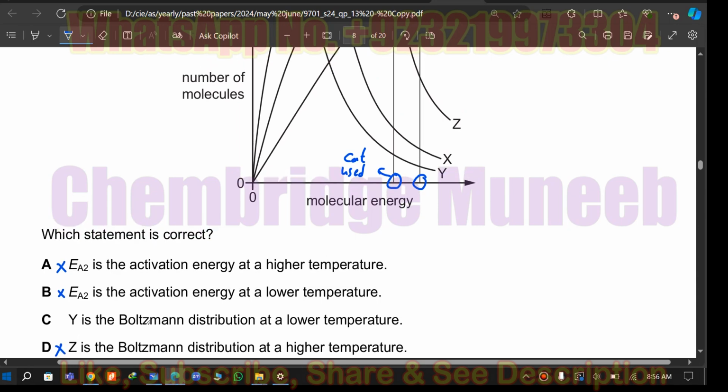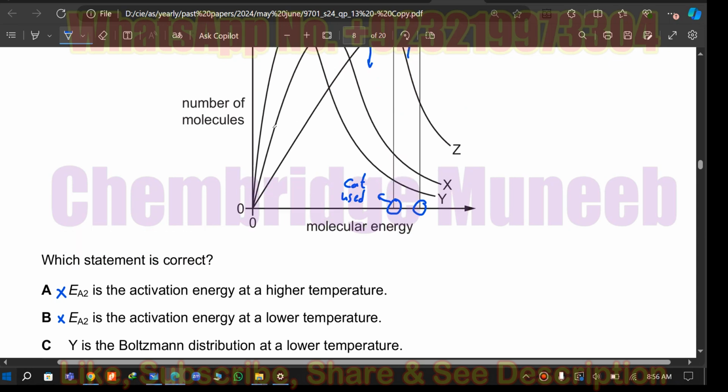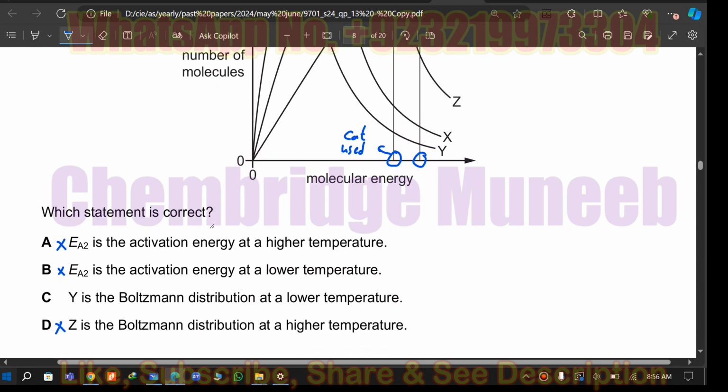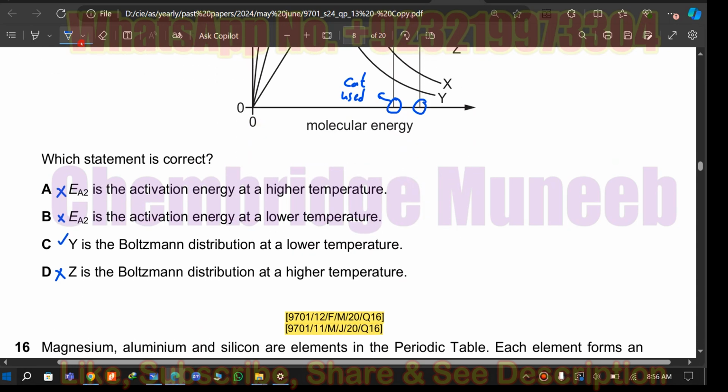Now option Y says that it is a Boltzmann distribution at a lower temperature. So again, compare the peaks of X with Y. If Y has a lower temperature, then as a result its peak should move upward, and also to the left side. So both conditions are fulfilled here: the peak of Y is higher and towards the left side of X. So this is the correct option. So C is the right answer.